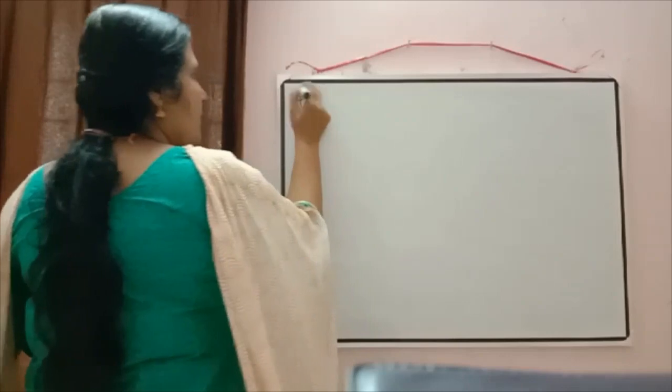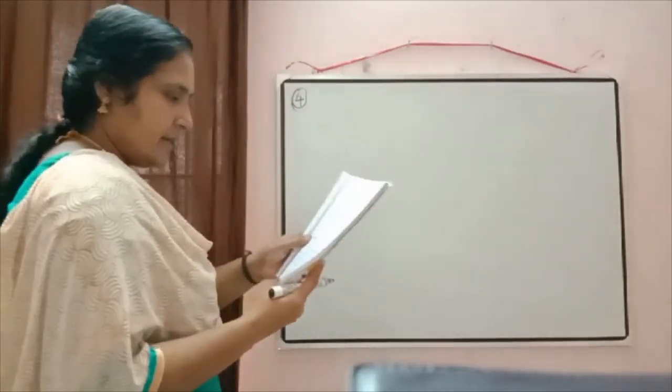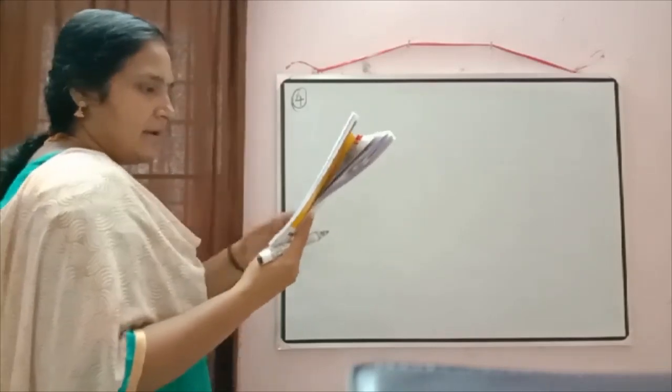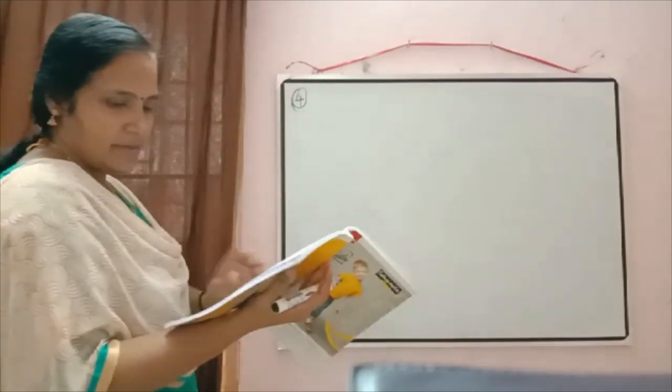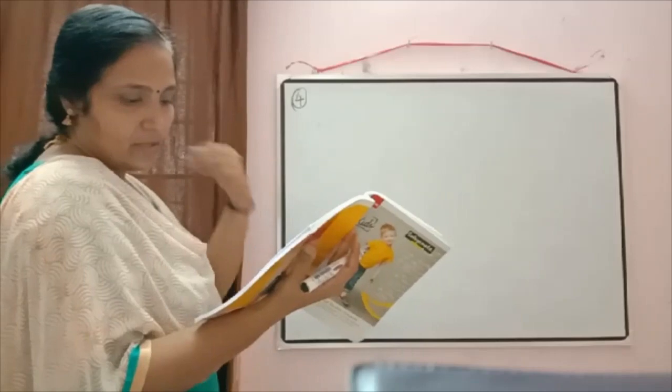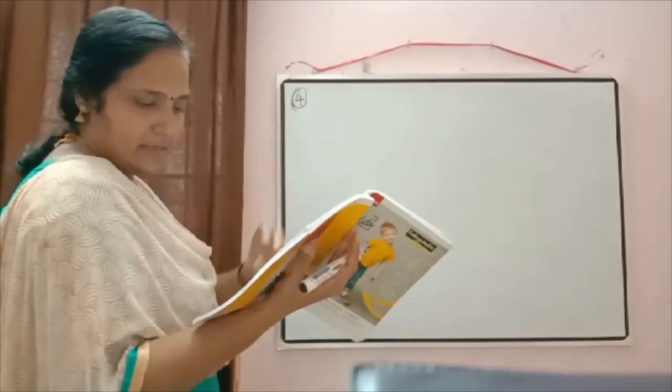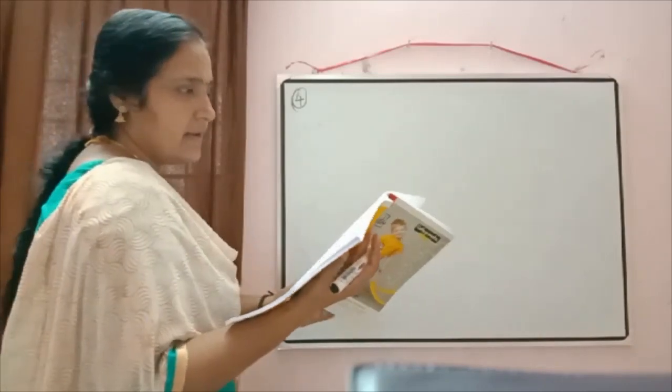Question number 4. In question number 4 it is written PQ is a tangent to the circle with center O. AP is equal to 8 centimeter and the length of the tangent exceeds the radius by 1 centimeter. Find the radius of the circle.